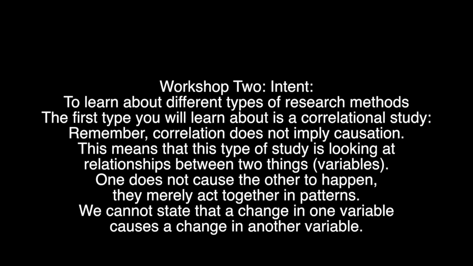In Workshop 2, we're going to dig a little bit deeper, and we're going to learn about different types of research methods. The first type is the correlational study. Now, correlation does not imply causation. This simply means that this type of study is looking at relationships between 2 things. One doesn't cause the other to happen. They merely act together in patterns.